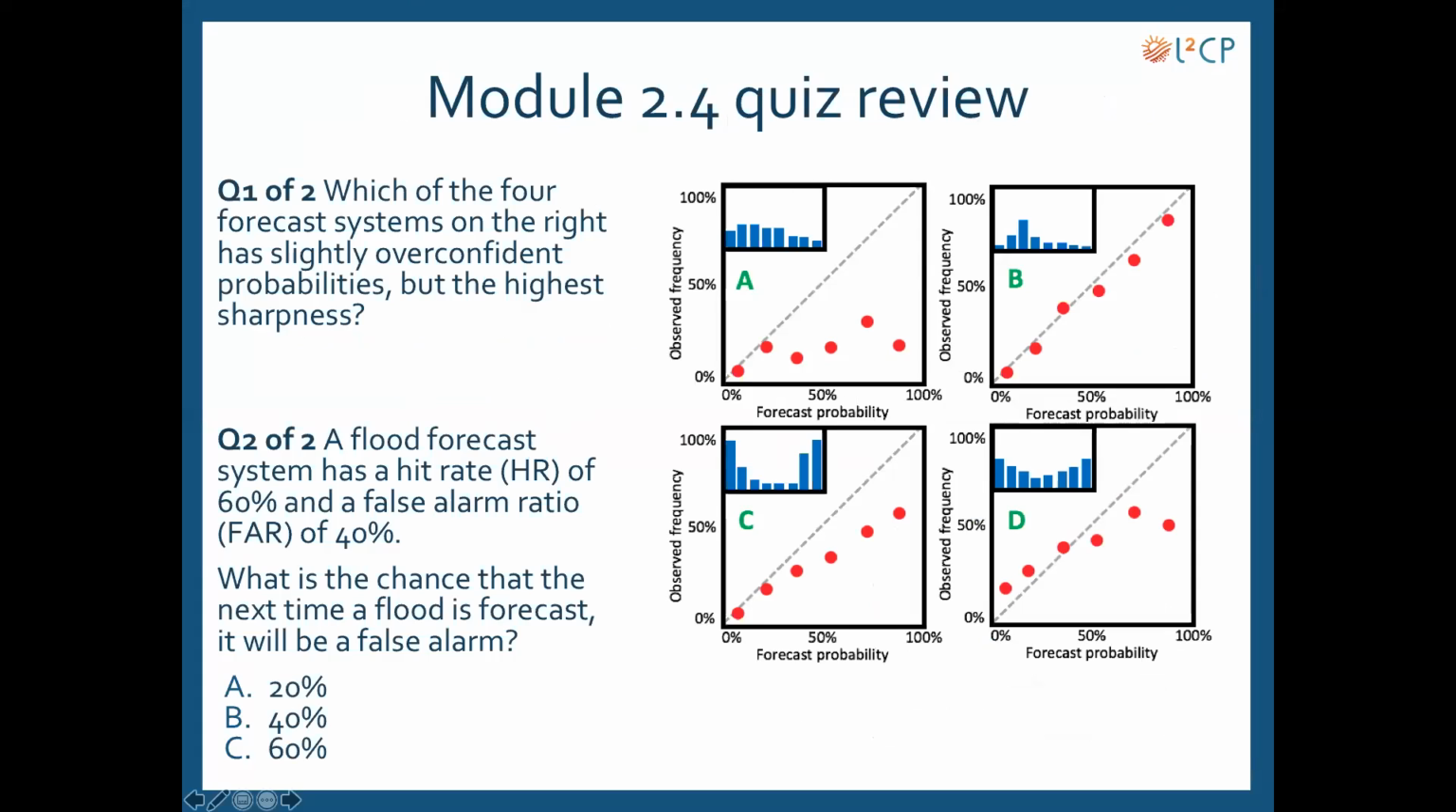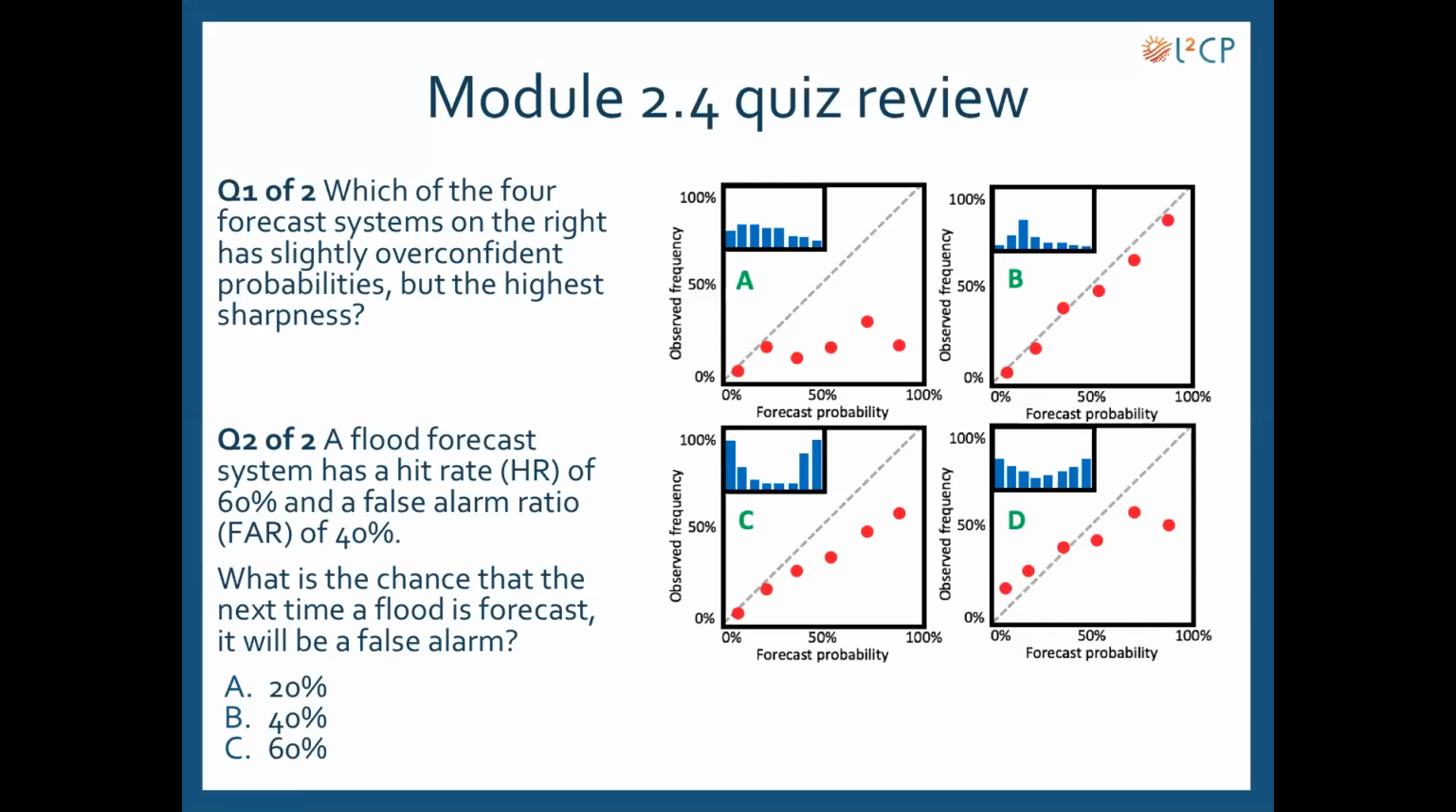So this is the forecast verification. I think these ones are probably a bit trickier out of what we've seen so far. Question 1 is related to these 4 figures. If you remember from the module, these 4 figures are what we call reliability diagrams. These are telling us how reliable a forecast system is. We've got 4 systems here, A, B, C, and D. Each has a reliability diagram, which is the red lines, and a sharpness diagram, which is these blue bars here. Now the question is, which of the systems has slightly overconfident probabilities, but the highest sharpness?